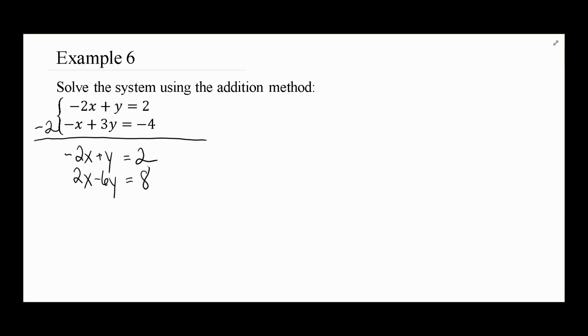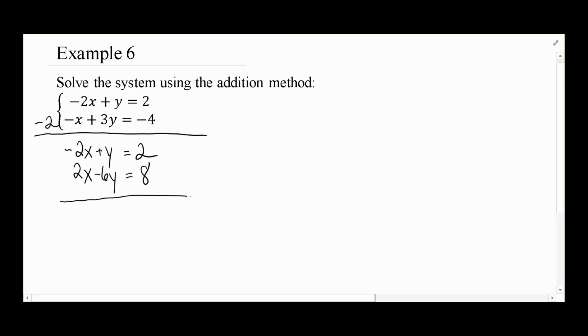So now we can do what we did in that simple example. Step 2, we want to add the equations together. So let's add. Negative 2x plus 2x is 0. y plus negative 6y is negative 5y. And 8 plus 2 is 10. Now we can very simply solve this equation. We get y equals negative 2.